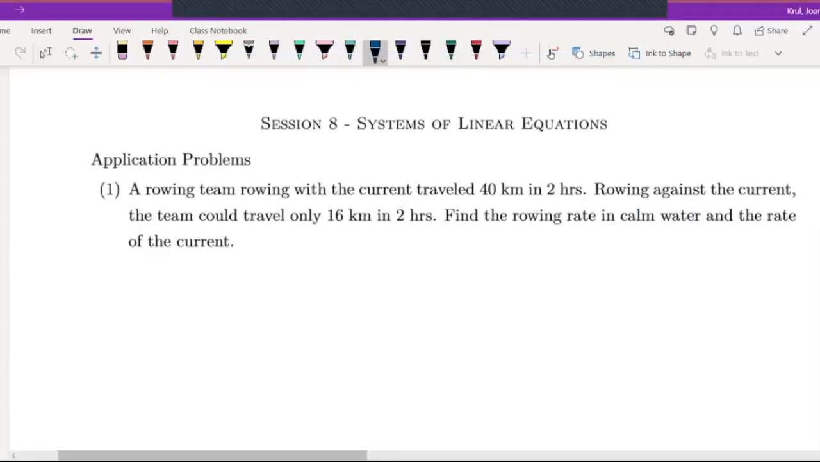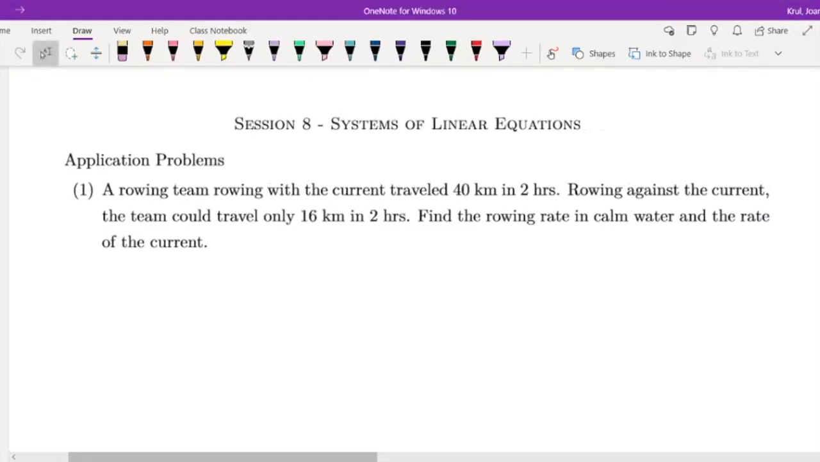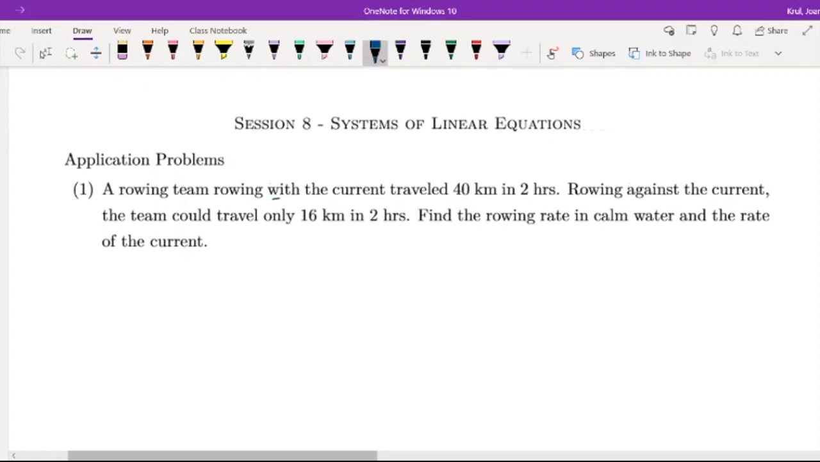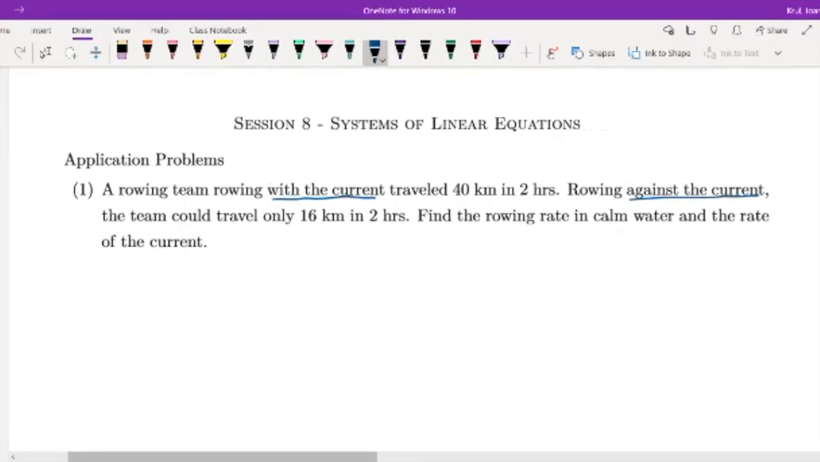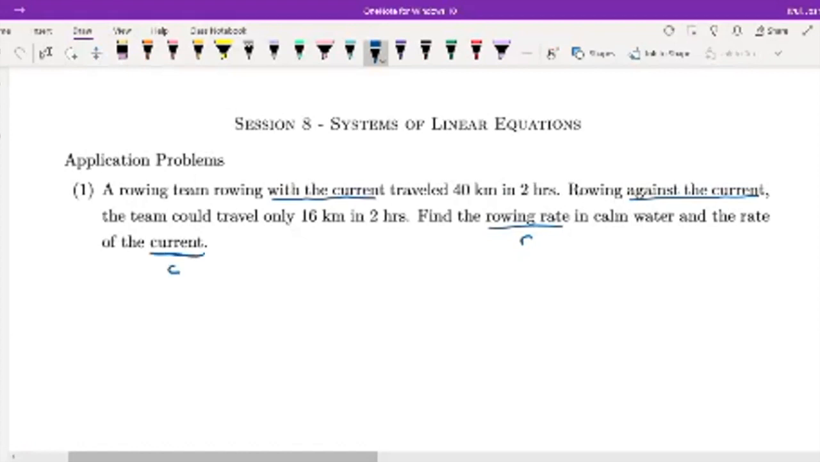Our last video on solving systems of linear equations is application problems. Number one, a rowing team rowing with the current traveled 40 kilometers in 2 hours. Rowing against the current, the team could only travel 16 kilometers in the same amount of time, 2 hours. Find the rowing rate, which we're going to call R, in calm water, and the rate of the current, which we're going to call C.